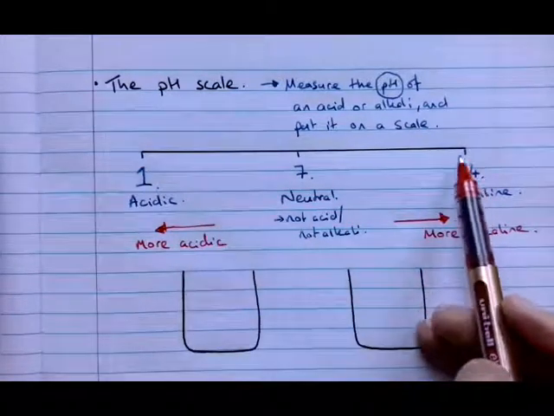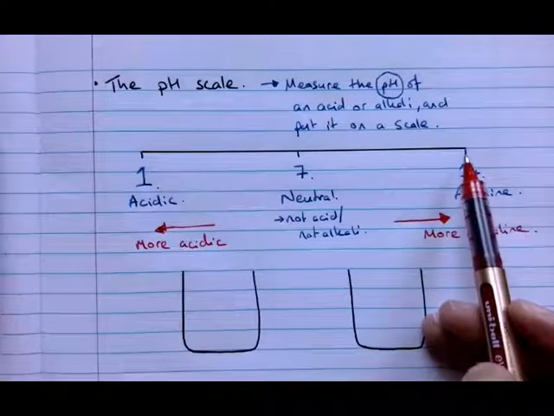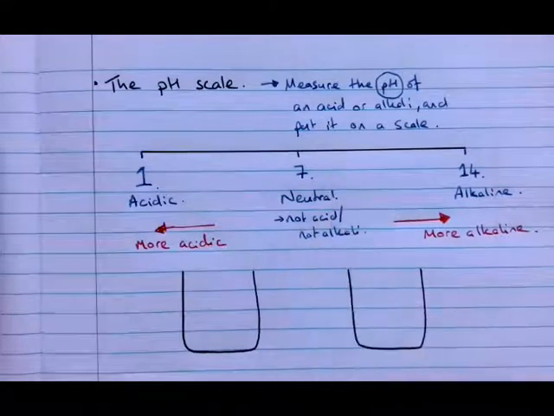And the soap that you wash your hands with, okay, it's not going to be right up here at pH 14. It's too alkaline. It's dangerous. So it's going to be down here somewhere. Maybe a nice pH of 8 or 9, something like that.